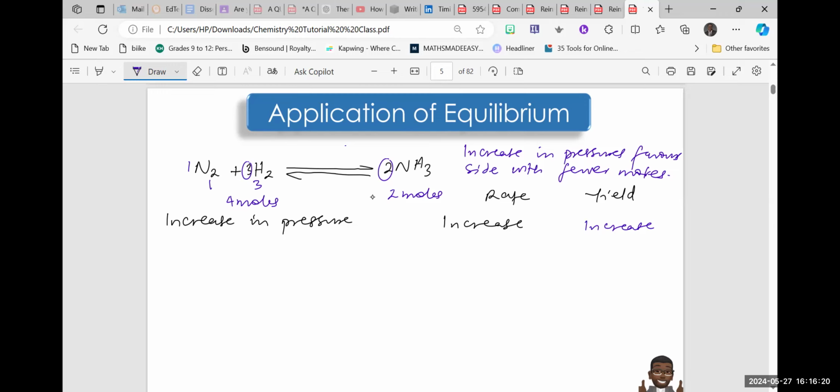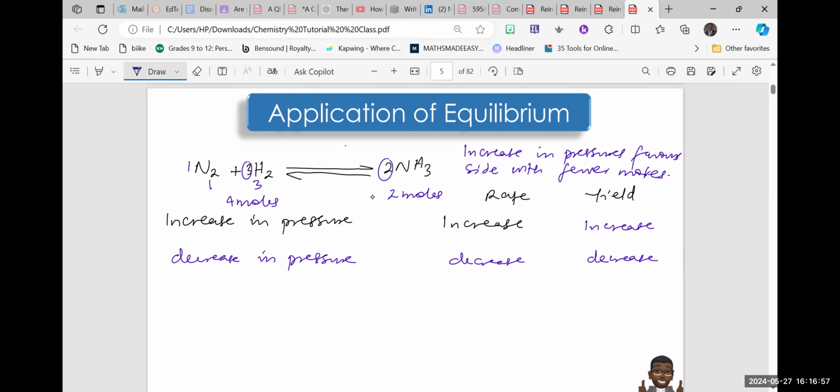So of course, you know what will happen when you decrease pressure. If you decrease pressure, it's going to be the opposite, right? If you decrease pressure, what happens to rate? Rate will decrease, okay? But what happens to yield in this particular reaction too? There will be a decrease in yield, because a decrease in pressure will favor the side with more moles. And the side with more moles is pointing to the backward direction, right? So you can see that effect.